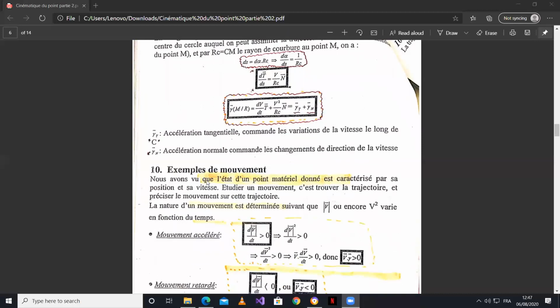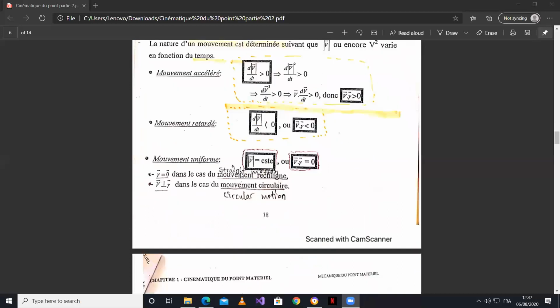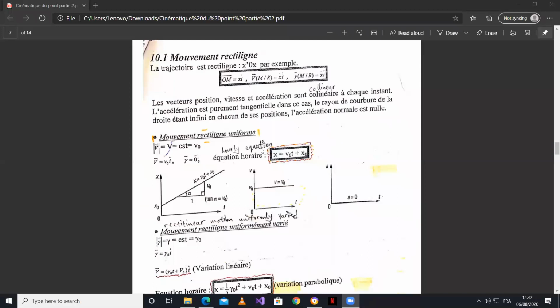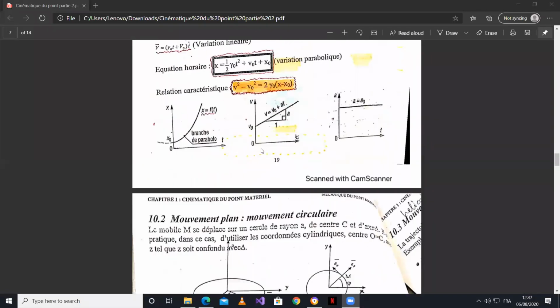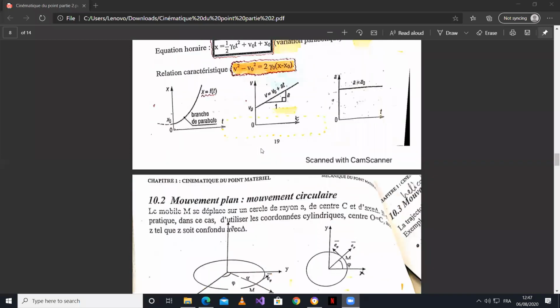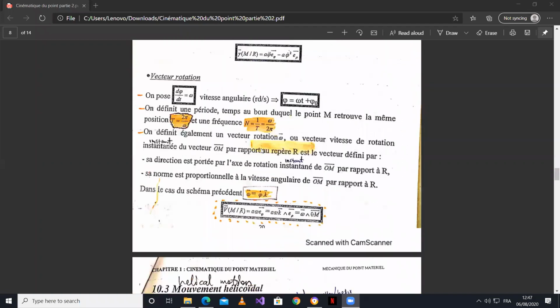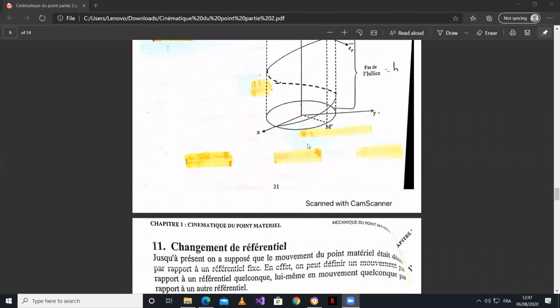So what's next in the polycopy is this example de mouvement. I'm not going to do this with you because they are not so interesting for your work in mechanics. You're not really going to get questions on this, but it's important that you know them. They are easy to understand, so you just revise them on your own. Just go through it. You'll understand when you go through it. It's direct. I'm just giving you examples of movement, so you just have to imagine a bit.